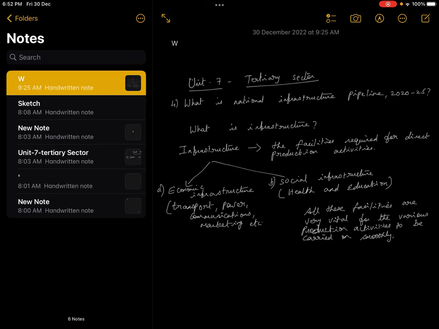For example, if a farmer does not have proper road connectivity, how can he bring his produce to the market and sell his goods? In the same way, the industrial sector also needs proper transportation facilities, proper storage facilities, proper communication facilities, proper financial facilities, isn't it? Unless these facilities are provided to both the primary sector as well as the secondary sector, these two sectors cannot function properly.